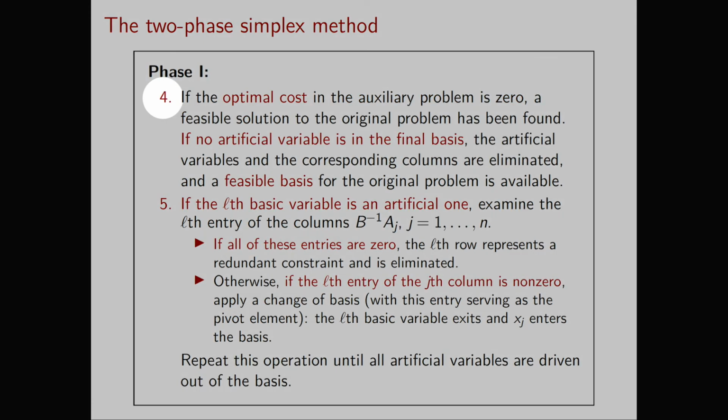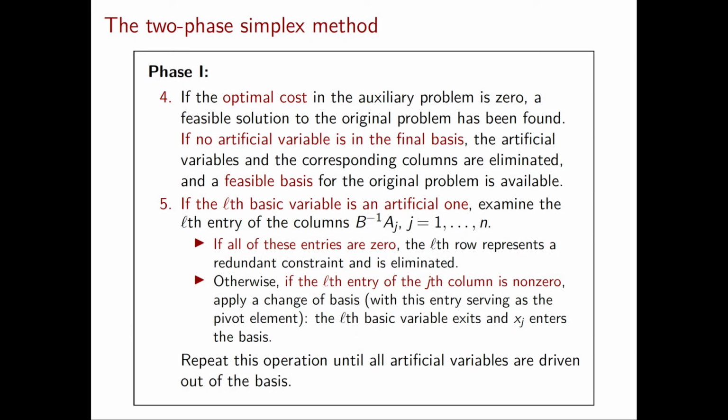So let's consider now the remaining case, which is the more interesting one. This is the case when the optimal cost in the auxiliary problem is 0. In this case, we have found a feasible solution to the original problem. Again, there are two cases. If no artificial variable is in the final basis, then the artificial variables and the corresponding columns are eliminated, and we have a feasible basis for the original problem.